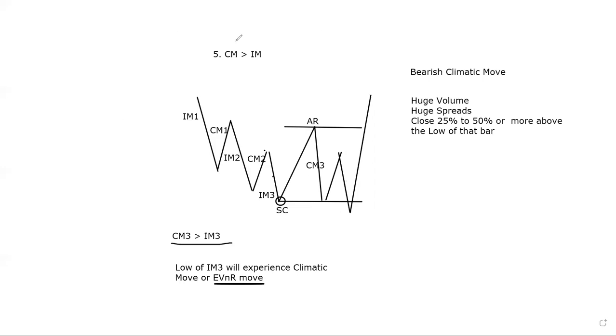So you understood this concept? Yeah. Okay. And then we have a secondary test. After the secondary test, what do we have? We have, let's say, secondary test, AR, spring, test of spring, whatever we have, right? And then you know the entry points, right? Already you know the entry points. So these are the 5 types of accumulation structure. Now we continue with the 5 types of distribution structure.